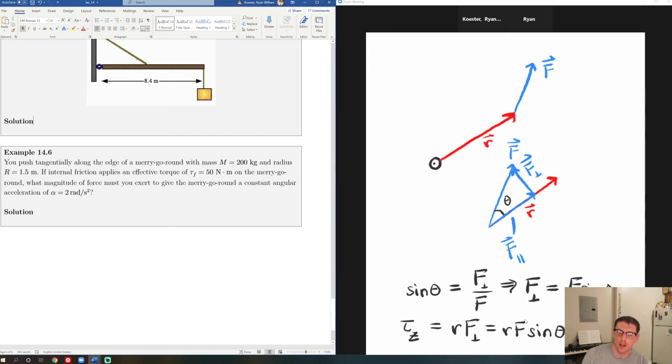And so if nothing else, hopefully I've given you something to think about and shown you that there are a few different ways of calculating a given torque, right?